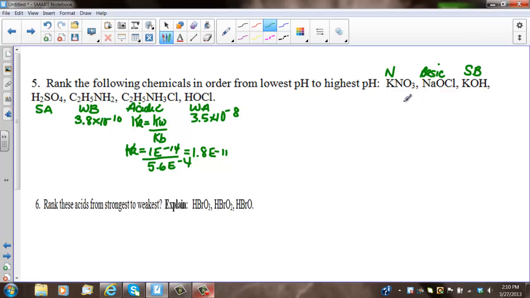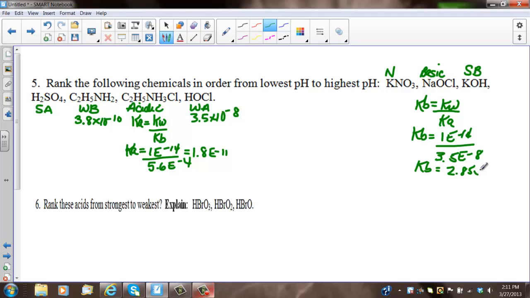So the Ka, we need the Ka for HOCl, but we have to work from, oh no, this is basic, I'm sorry. We need the Ka for HOCl, which is 3.5 times 10 to the negative 8. So we need the Kb here. So Kb is going to equal Kw divided by Ka, and that's going to equal 1 times 10 to the negative 14 divided by 3.5 times 10 to the negative 8th. So our Kb is 2.85 times 10 to the negative 7.